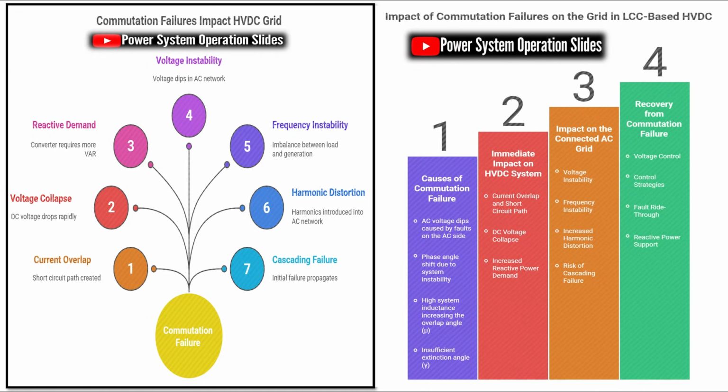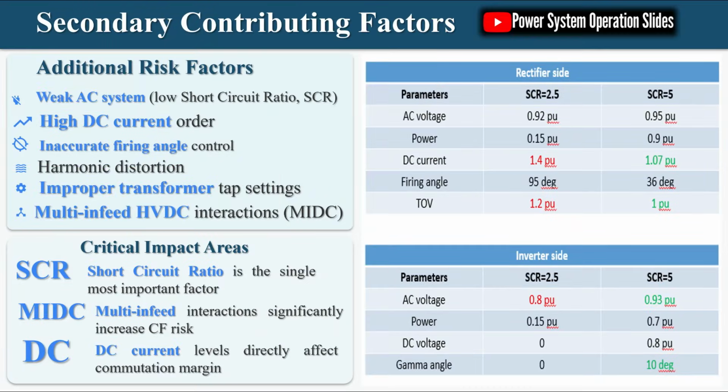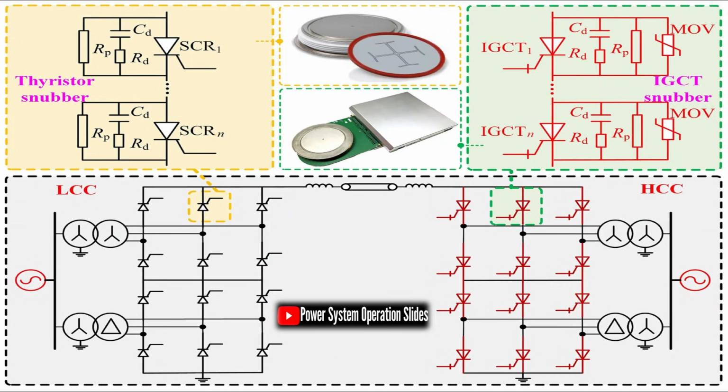Assessment methods and mitigation strategies. Assessing the risk of commutation failure in HVDC systems involves both simulation-based and analytical methods. Electromagnetic transient, EMT, simulation with detailed thyristor level modeling provides highly accurate results but is computationally intensive and unsuitable for large-scale planning studies. Analytical methods using indicators such as maximum permissible AC voltage dip, extinction angle margin, and critical fault clearing time, CFCT, are more suitable for screening studies, sensitivity analysis, and planning of protection and controls.